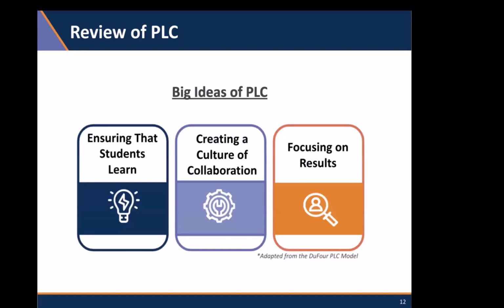The 3 big ideas of PLC. Number 1 is ensuring that all students learn. The other is that culture of collaboration. So talking with our peers, whether it be about the data, about how to help students, about our instructional practices, and then focusing on those results that we're getting from our students and ensuring that they're able to show their thinking and to apply the skills that they're learning in our classroom to new and novel situations.